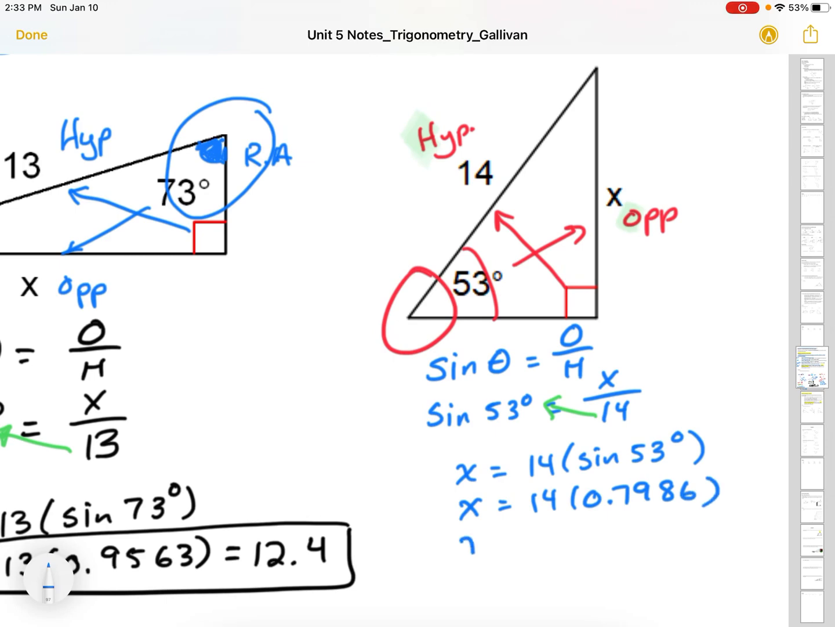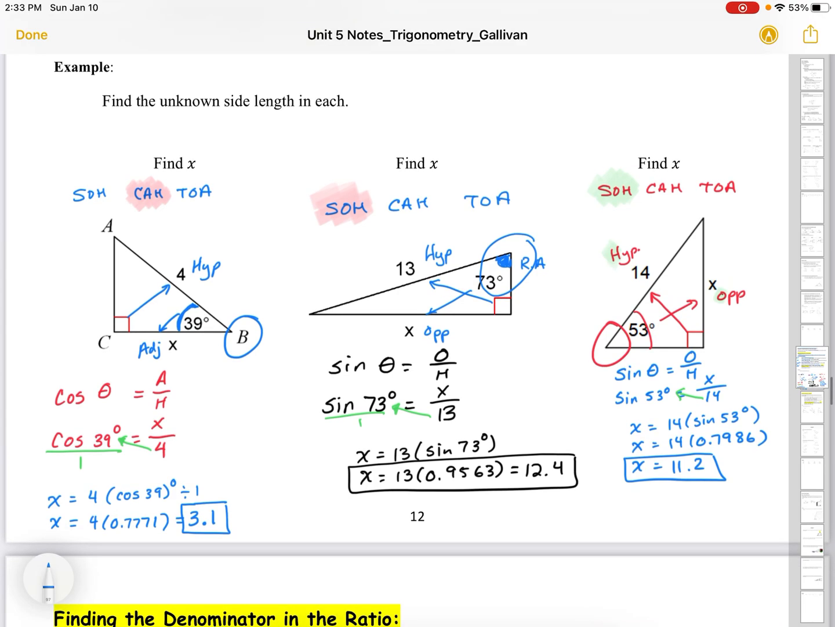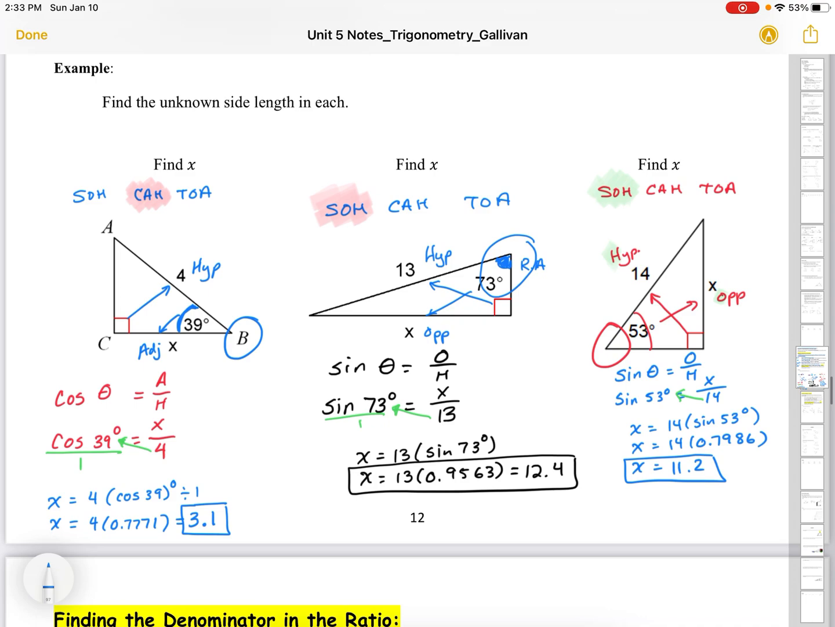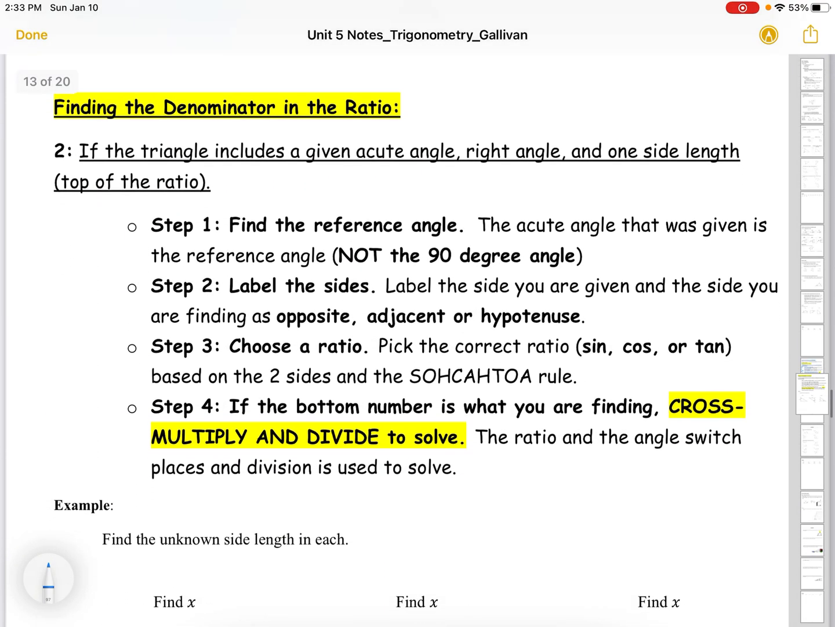So we'll get x is equal to 11.2. It's 11.18, but I've rounded up. Okay? So when the one we're looking for is in the numerator, it is actually easier. Because you can just do that cross multiplying. Sometimes the side we're looking for is going to be in the denominator. And that's what we're going to look at next. Now, you can use your rules for solving equations to solve them either way.